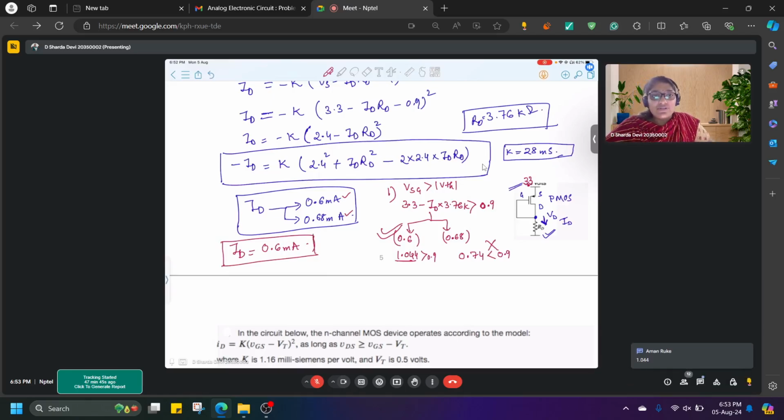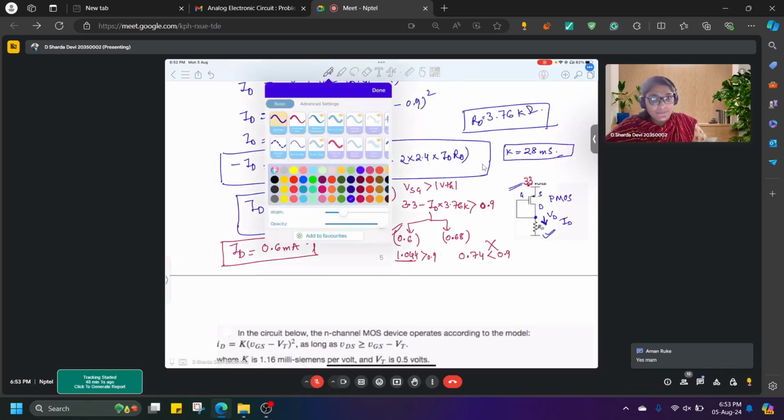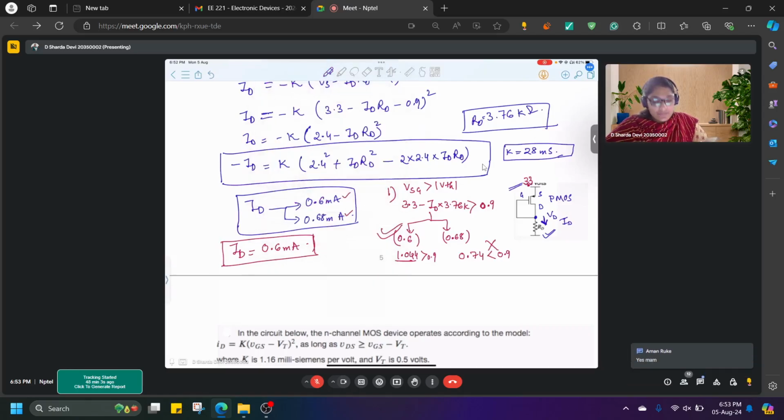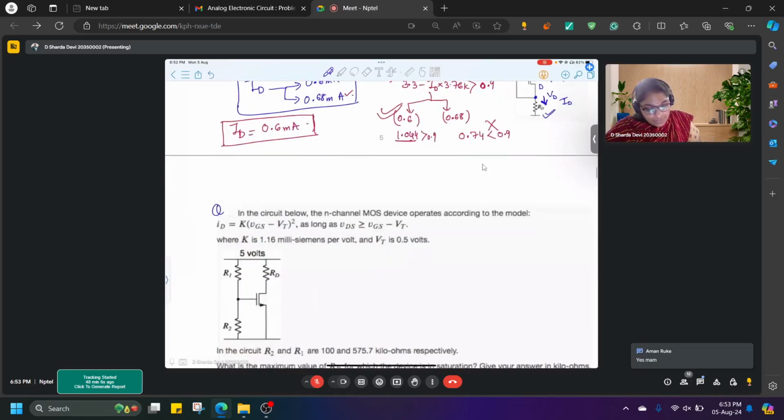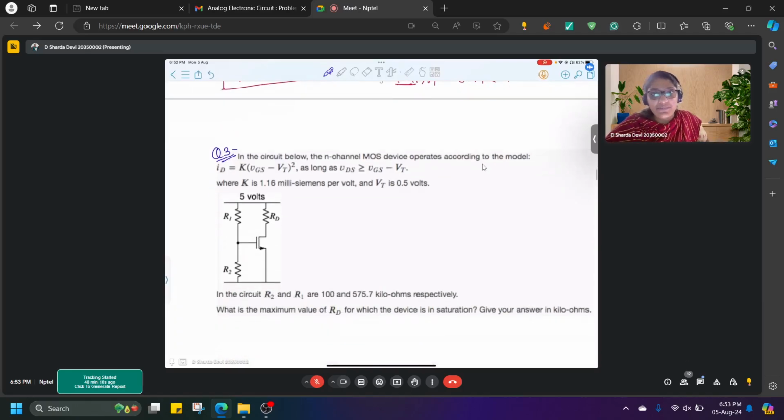Did you understand how to solve it? Yeah, it is 1.044. So did you get it? Like how to solve this kind of problem, and when you get multiple answers, how to obtain the correct answer out of those? Okay. So after this, if you have any questions, please unmute yourself and ask.